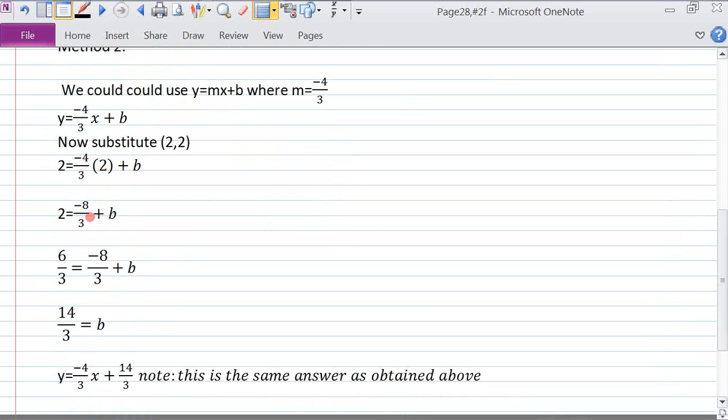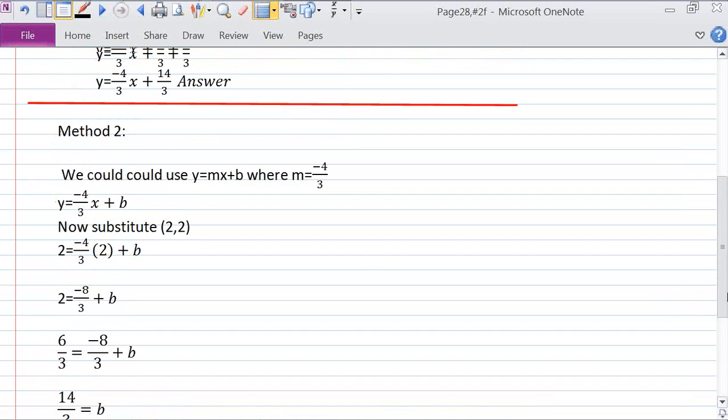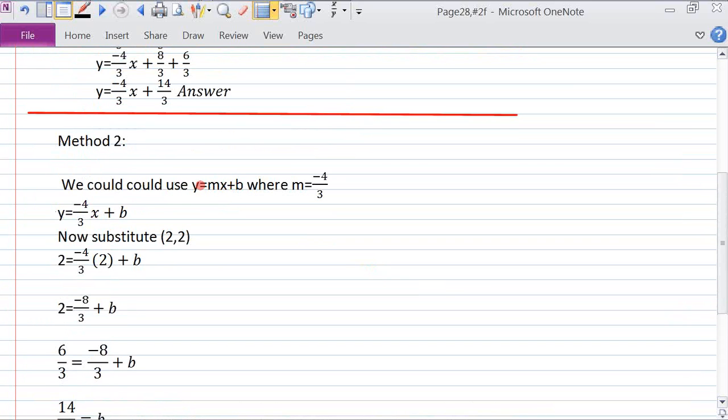minus 4/3 times 2 is minus 8/3. And instead of 2, I'm going to write 6 over 3. I'm going to transpose minus 8/3 from the right side to the left and add it to the 6/3, and I get 14 over 3. So I get y equals minus 4/3 x plus 14 over 3. So what I've done is I've used mx plus b instead of the point-slope formula, but I've used the points indirectly, and I come out with exactly the same answer.